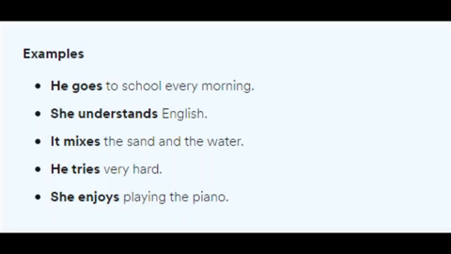For example of simple present tense third person singular, we can see he goes to school every morning. He is third person singular, that's why not go, goes. She understands. Again, we have used S with the verb understand. She understands English. It mixes the sand and the water. He tries very hard. She enjoys playing the piano. All these are third person singular. We have used S at the end of the verb while making simple present tense with third person singular.